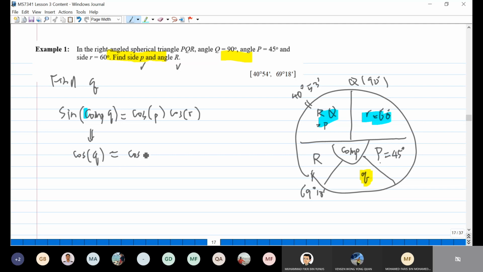Cosine of P, P is 40 degrees 53 minutes. Cosine of R, R is 60 degrees. So now multiply them together: cosine of 40 degrees 53 minutes times cosine 60, which gives 0.3780.